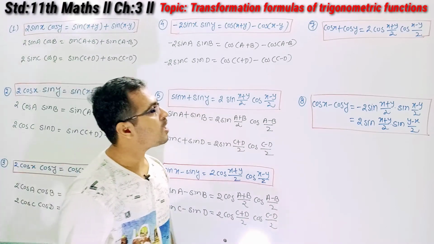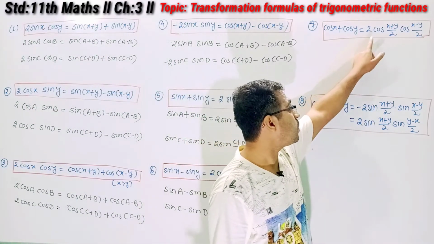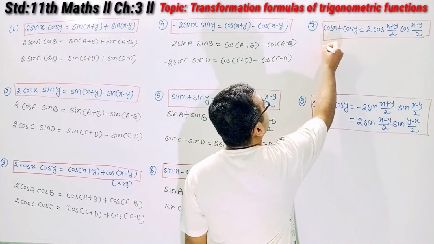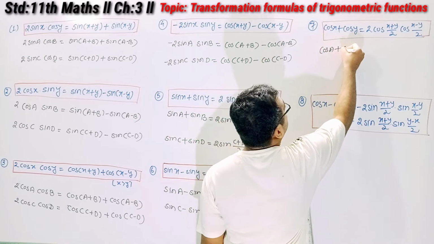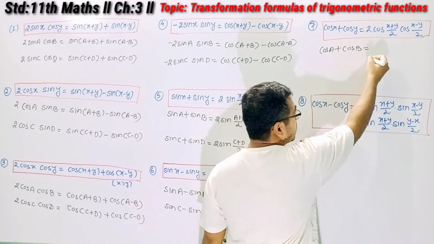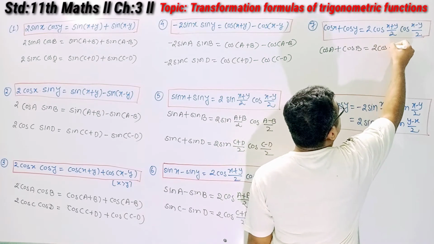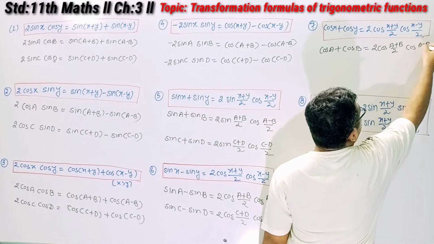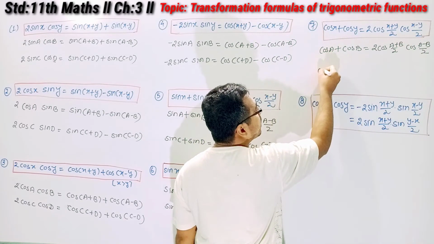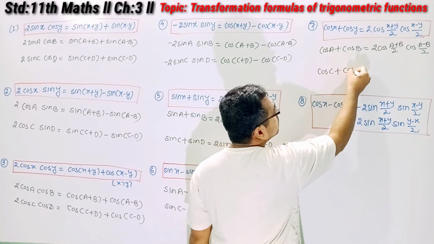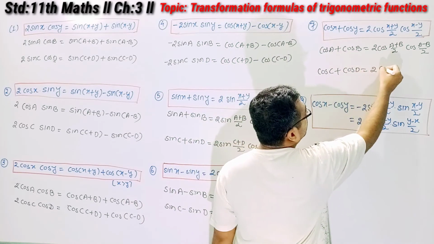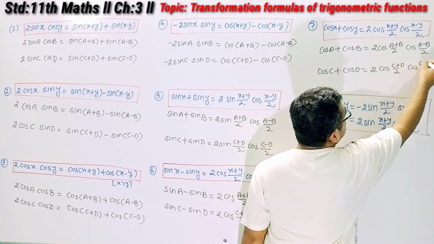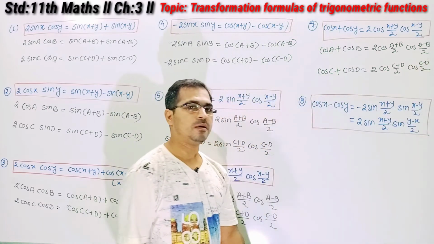Now formula number 7: cos x plus cos y is equal to 2 cos((x plus y) by 2) cos((x minus y) by 2). So cos a plus cos b is equal to 2 cos((a plus b) by 2) cos((a minus b) by 2). Similarly, cos c plus cos d is equal to 2 cos((c plus d) by 2) cos((c minus d) by 2). Right, students?